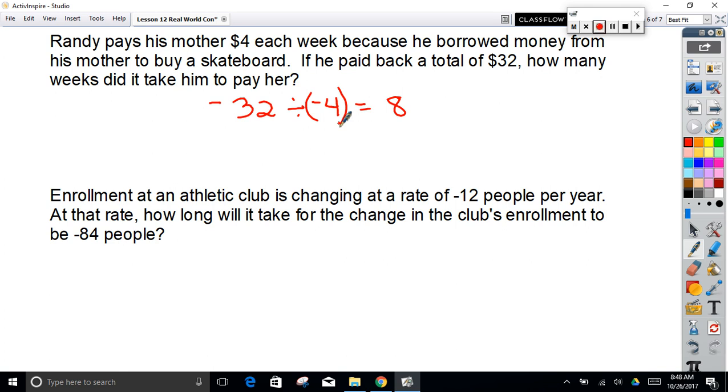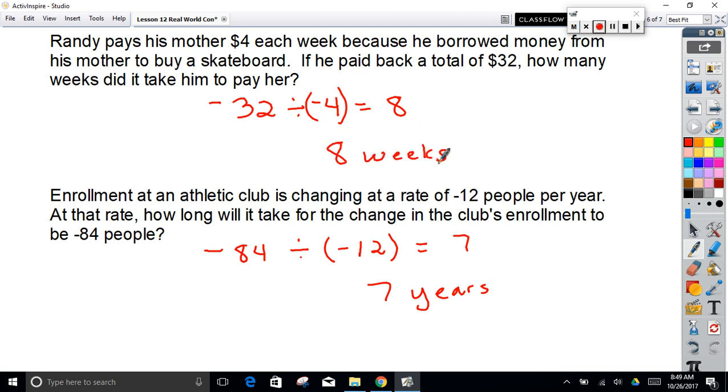Grace? 7 years. What did you do to come up with that? I did negative 84 divided by negative 12. Good. Negative 84 divided by negative 12 would be 7. So it would take 7 years. Okay, any questions about either of those two?